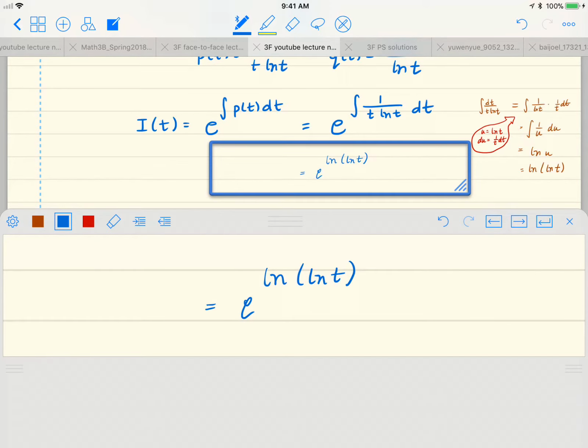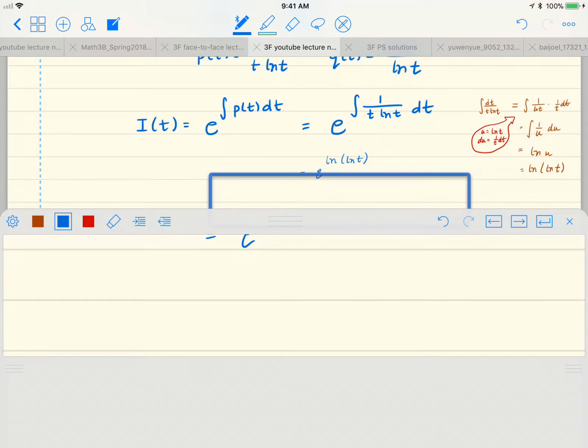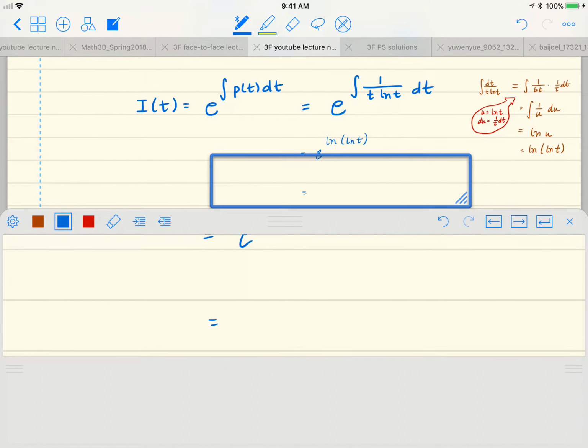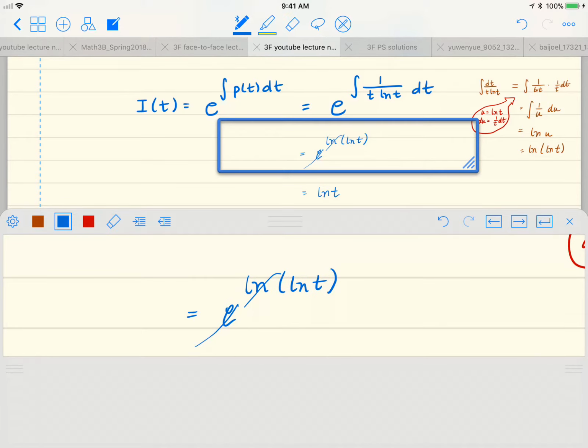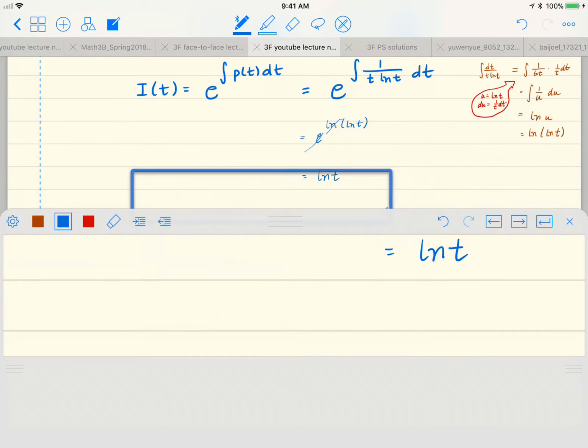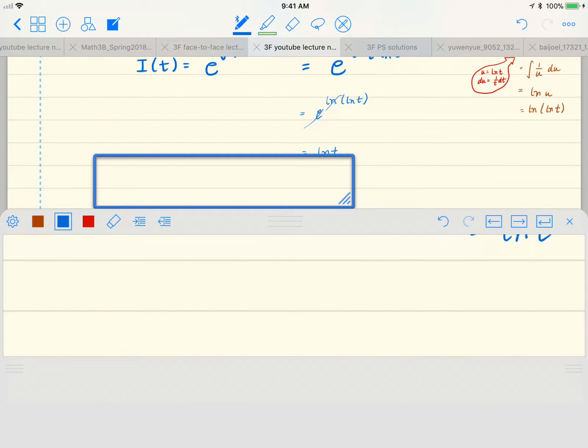And now I know my properties of logs. E and natural log are inverses of each other. So I can simplify this to natural log of t, right? The e and the natural log will cancel each other out, and I'll just have natural log of t. So my integrating factor, mu of t, is equal to natural log of t.